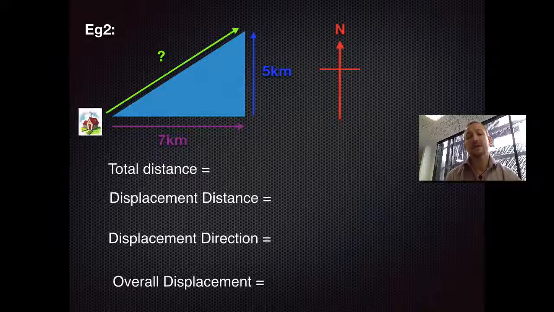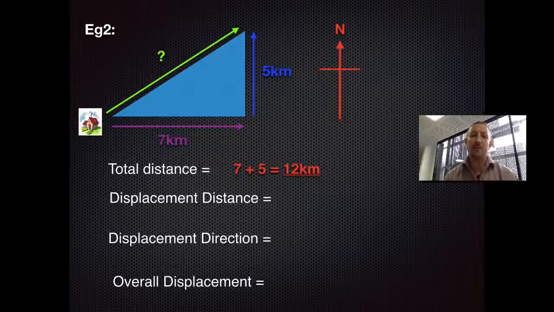The total distance that I walked, if I followed those two vectors, would be 7 plus 5, which is 12 kilometers. That's how far I went. How far I end up from home is my displacement distance, which is how long that green line is. Where do I end up from home once I've done that journey? It might not be feasible to follow that green line; I may have to take the path shown by the purple and blue line.